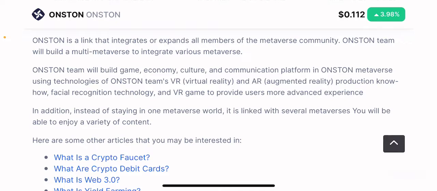And none of these metaverses are necessarily linked properly to an extent where one person's NFT or an avatar can go to another metaverse seamlessly, right? That's not really possible right now, and that's the big gap that we have. So in order to solve this problem, Onston aims to be this bridge or this link between different metaverses, right? So the Onston team is aiming to build a multi-metaverse bridge that integrates various metaverses, so that they can all interoperate with each other, right? So that's our main focus.